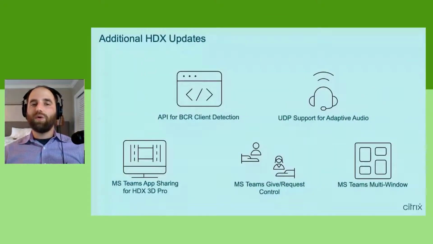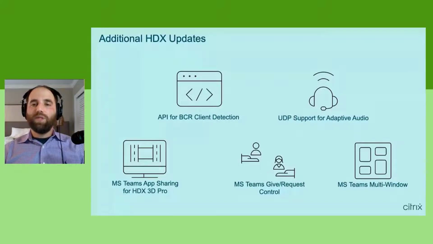Okay, rounding out some additional HDX updates. We've got a few more here. The first one is API for VCR client detection. And here VCR is referring to browser content redirection. So this one is coming directly from customer feedback as well. And in the case where you have specific scripts or custom applications where there's video and interactive content where it makes sense to offload that to the endpoint, now you can go ahead and detect that and do that from an API perspective. So that's really cool because there's a scalability and a cost-saving story associated with it.